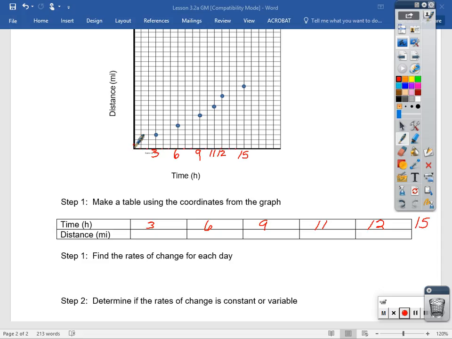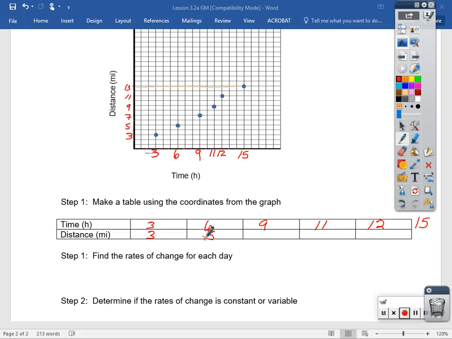Distance. 1, 2, 3, 4, 5, 6, 7, 8, 9, 10, 11, 12, 13. And I just want to make sure that I got that right. Okay, because sometimes it's easy to lose track of where you're at on there. All right. So my distance, my first one's at 3. My second one is 5.